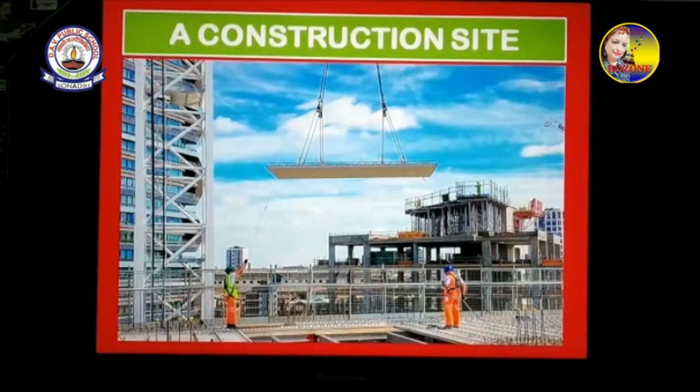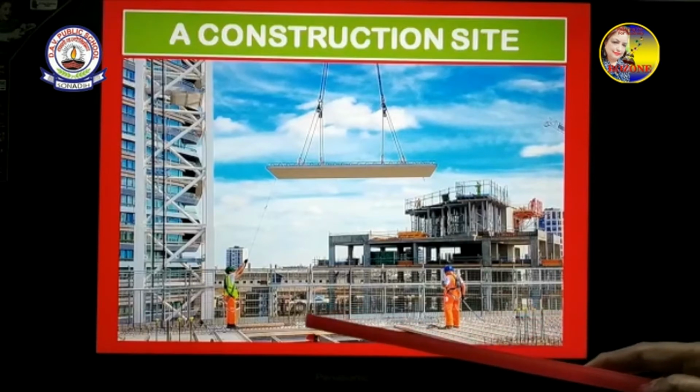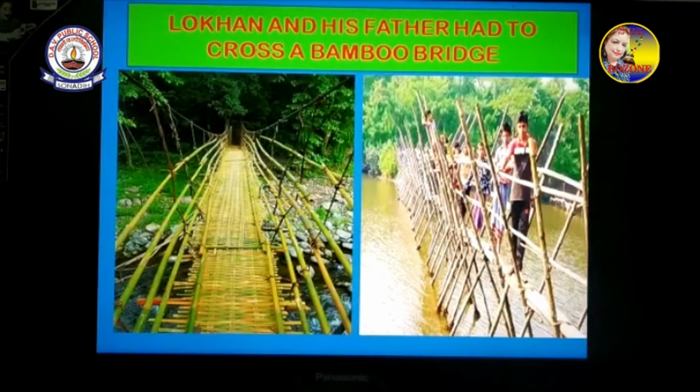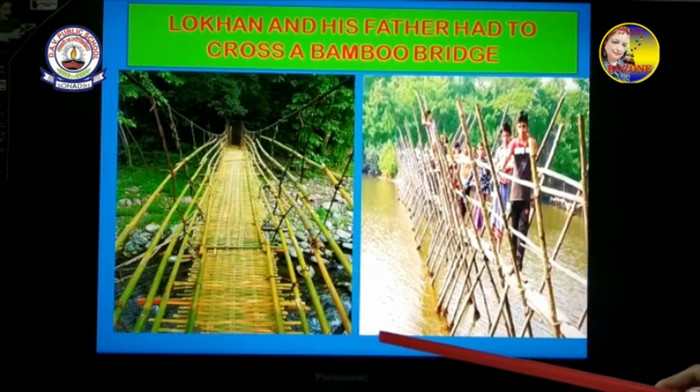See, this is a construction site, all of you. And a construction site is that site where buildings and all are being built. So a very big construction site this is. And you see, this is the bridge, bamboo bridge. LOKHAN and his father had to cross a bamboo bridge. In the lesson it is there. So this type of bridge is called a bamboo bridge, made of bamboos.